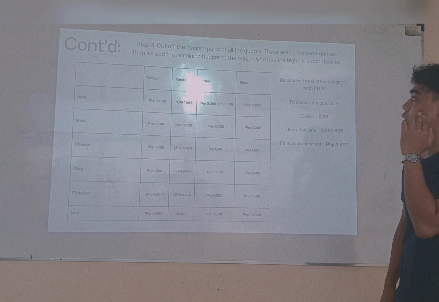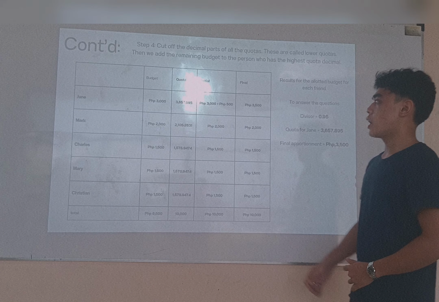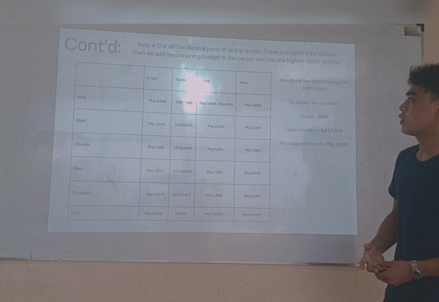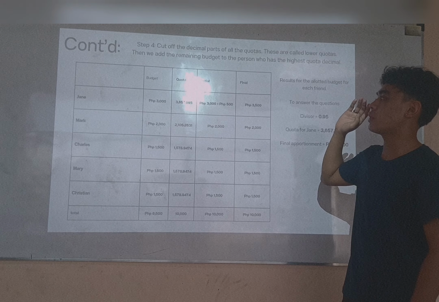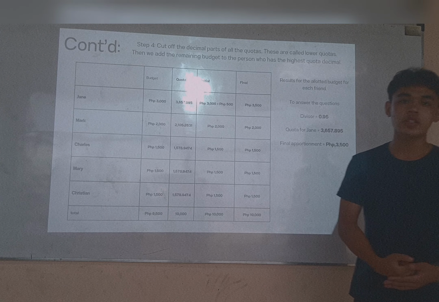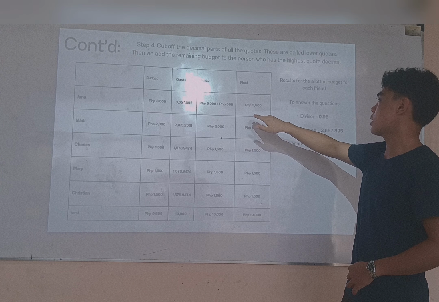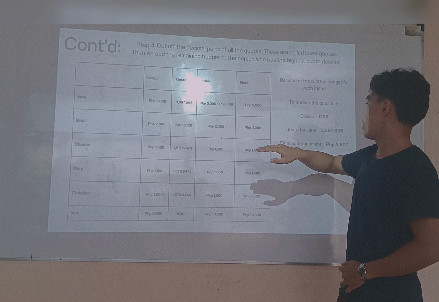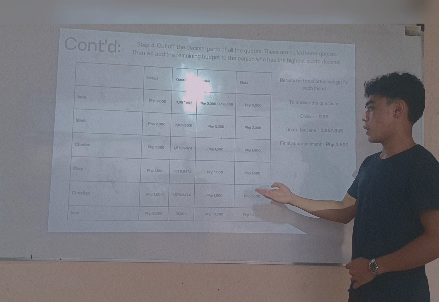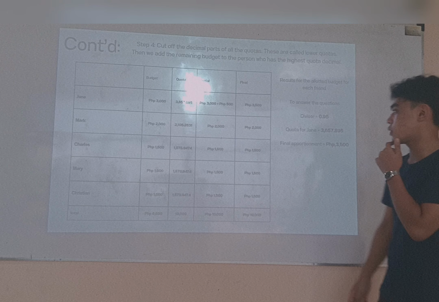So in step 4, we need to identify the largest decimal value, and we'll give the remaining 500 pesos to the individual who has the largest decimal value. So here, we've got the highest decimal value of 0.895 from Jane. So we need to allocate the remaining 500 pesos to Jane, which will give us the final budget for Jane of 3,500. Mark will have 2,000. Charles will have 1,500. Mary will have 1,500. And Christian will have 1,500, a total of 10,000 pesos.